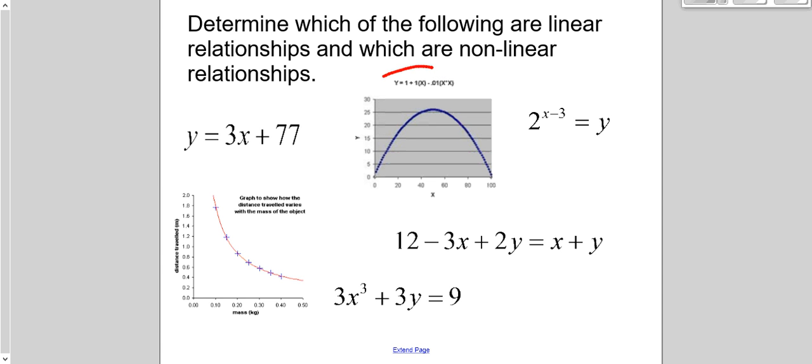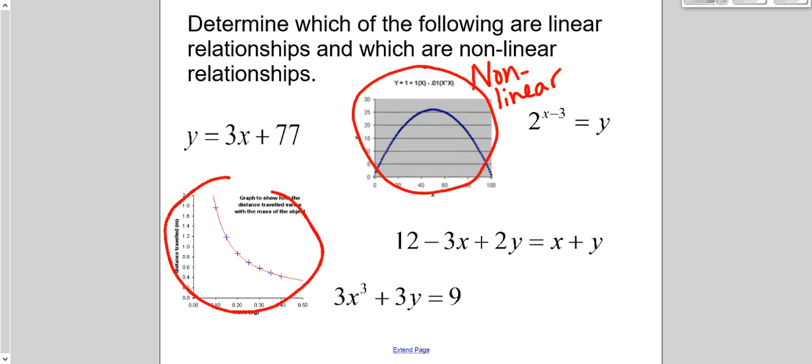For example, this picture right here, we can see that we have this curve, in which case this would be non-linear. Same with over here. In this picture, we see this nice curve, therefore non-linear. But if we don't have a picture, then how can we figure out if something is linear or non-linear?